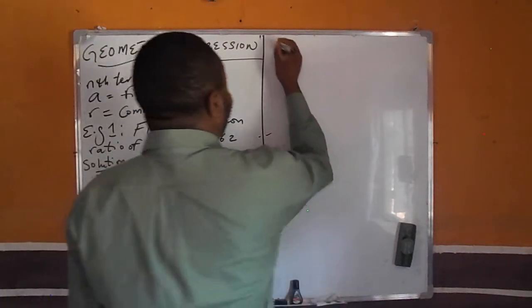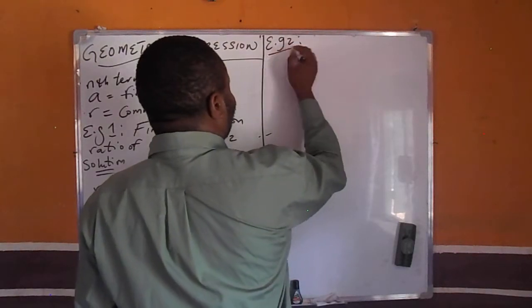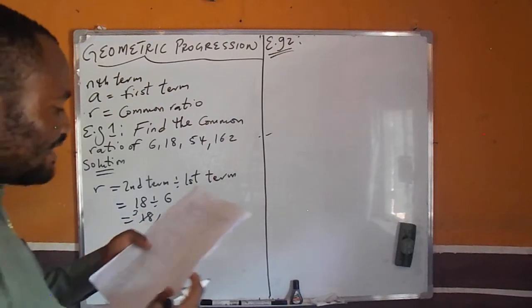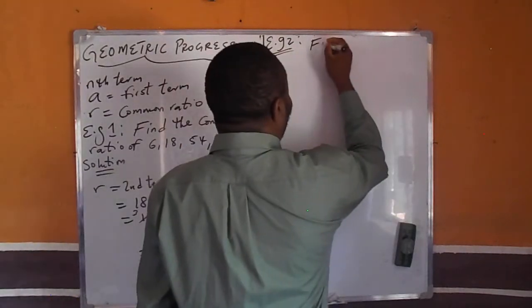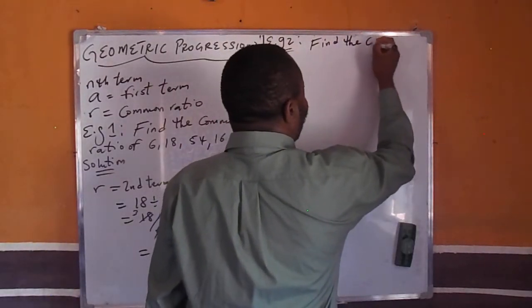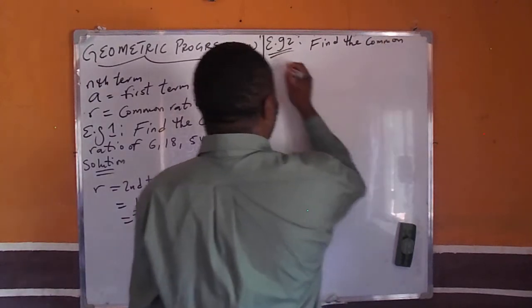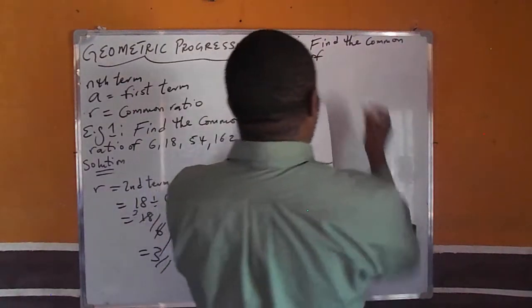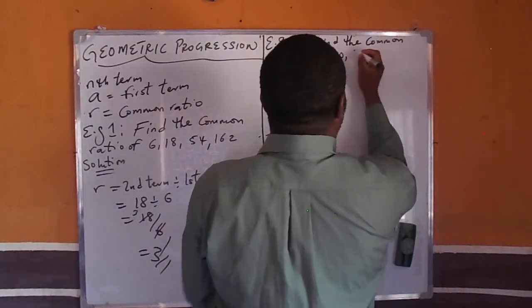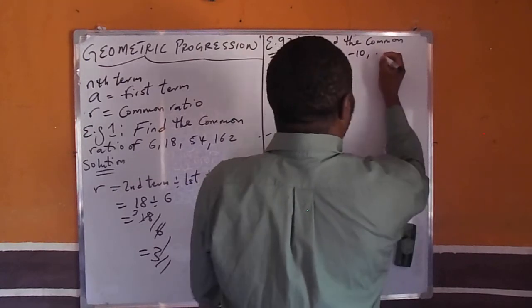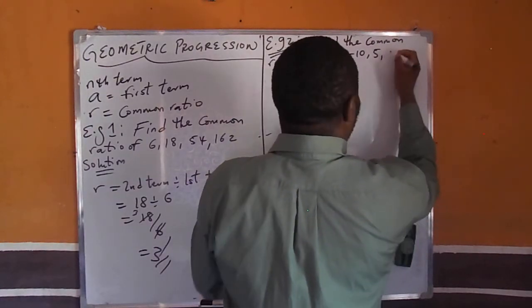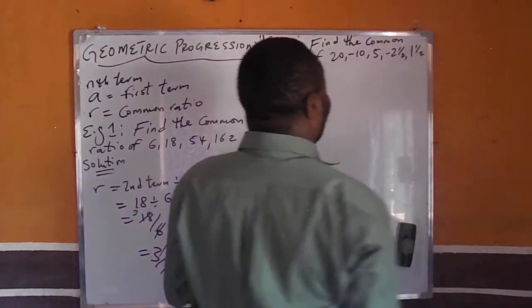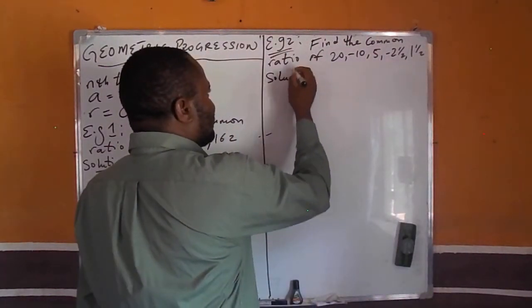Example 2. Find the common ratio of 20, negative 10, 5, negative 2.5, and 1/2.